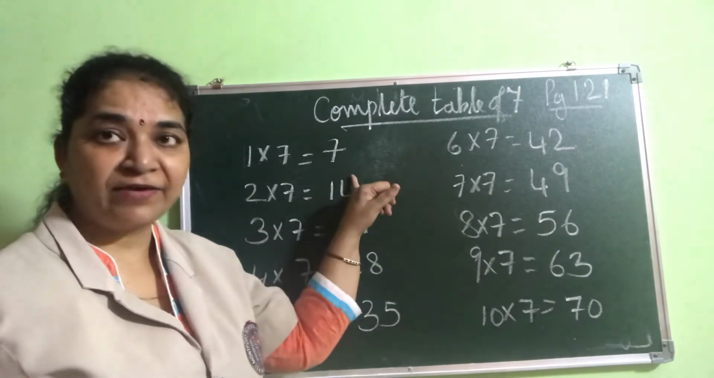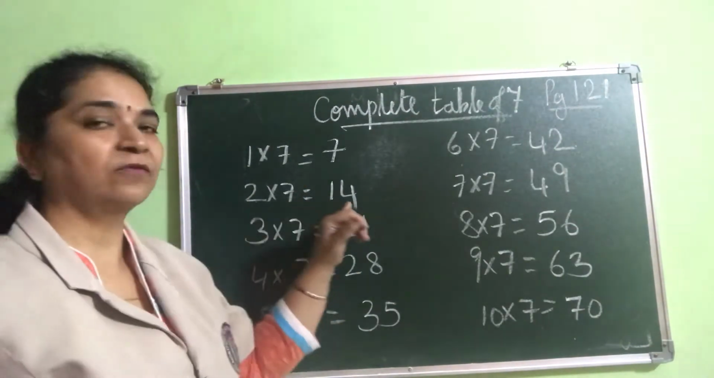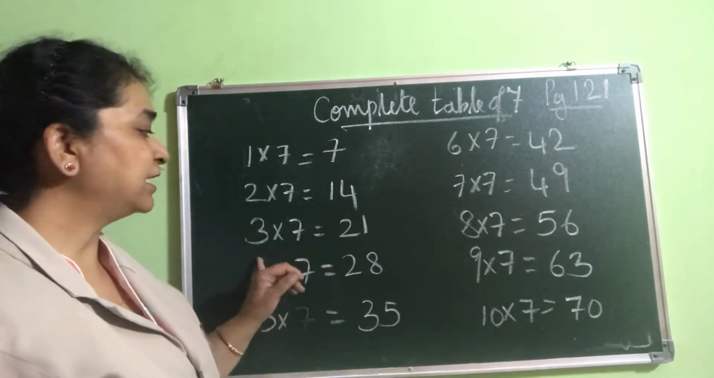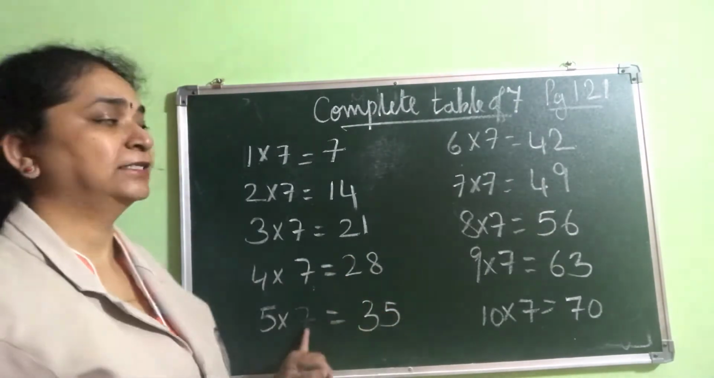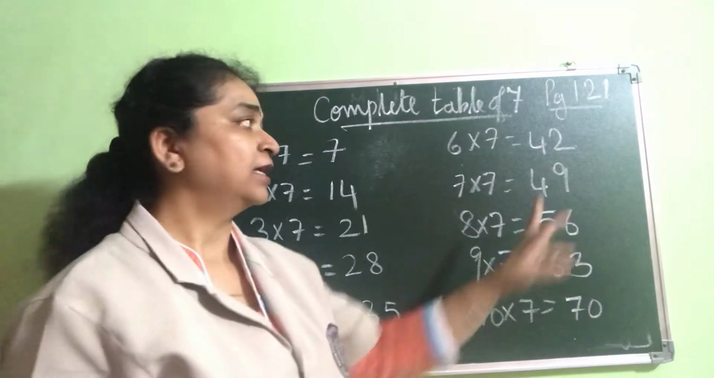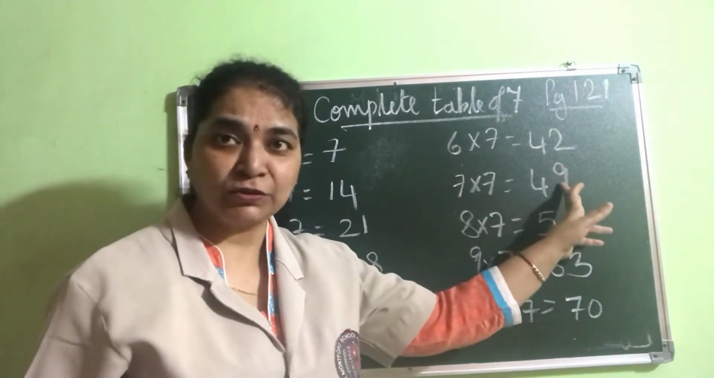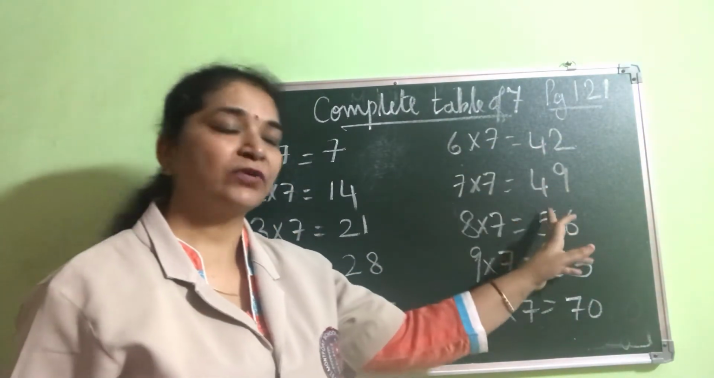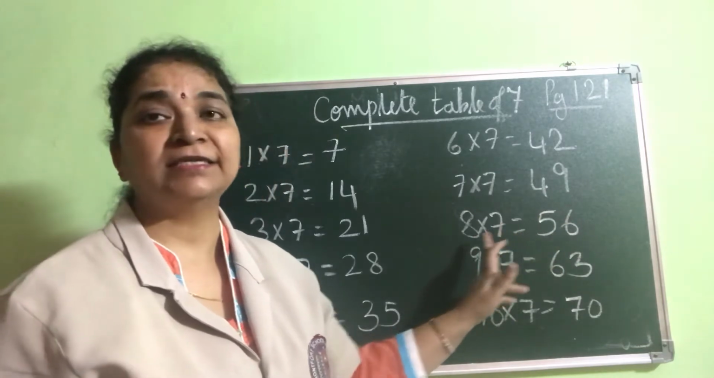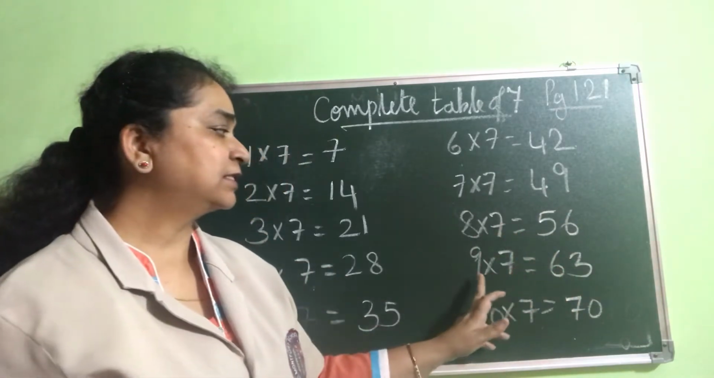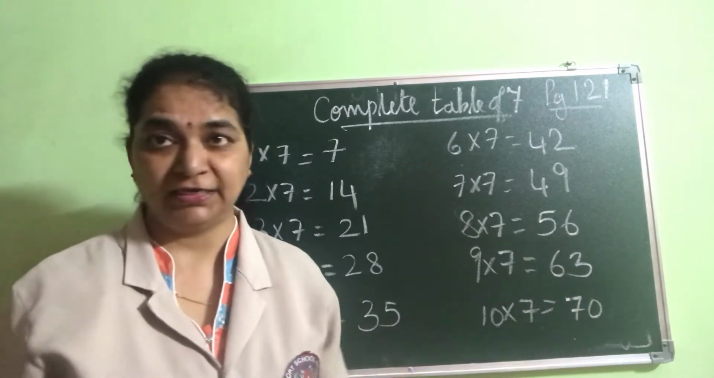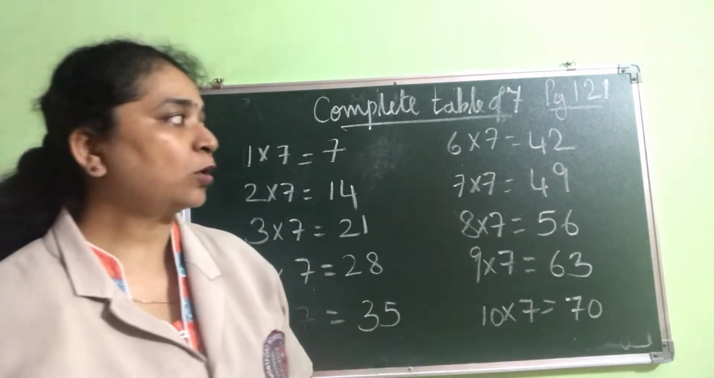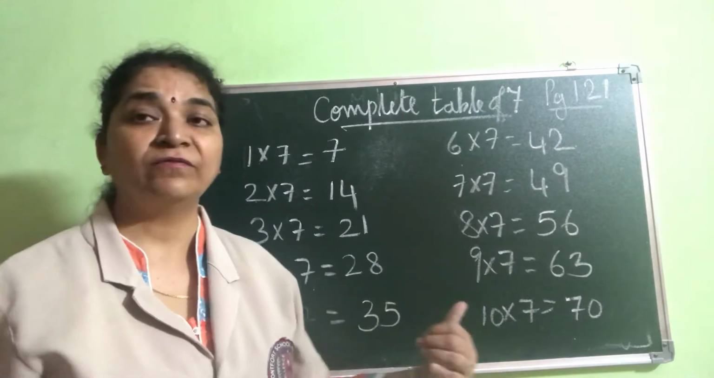7 1s 7. 7 2s 14. 7 3s 21. 7 4s 28. 7 5s 35. 7 6s 42, 7 7s 49, 7 8s 56, 7 9s 63 and 7 10s 70. So write this in your boxes fast. I hope you have written.